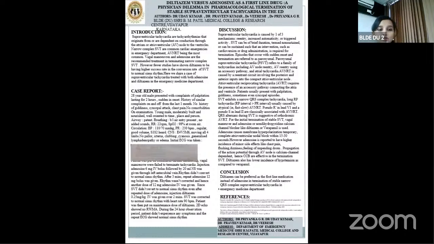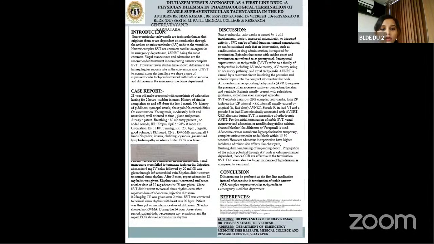Case report. A 28-year-old male presented with complaints of palpitation lasting for 2 hours, which was sudden in onset. He had a history of similar complaints on and off in the past 1 month. No history of chest pain, giddiness, or syncopal attacks. No comorbidities. On examination, he was a young male, moderately built and nourished, well-oriented to time, place, and person. His airway was patent.